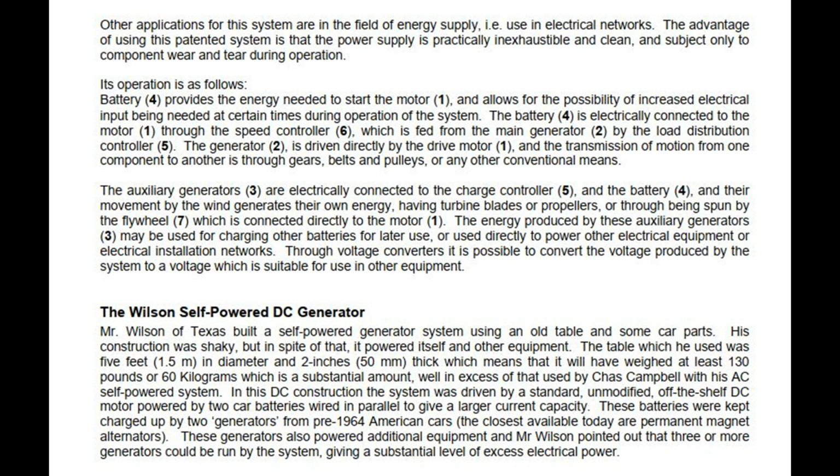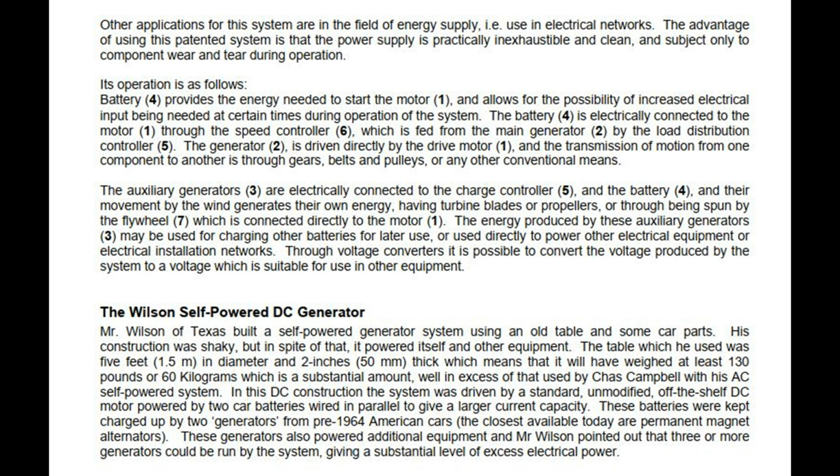The battery, 4, is electrically connected to the motor, 1, through the speed controller, 6, which is fed from the main generator, 2, by the load distribution controller, 5. The generator, 2, is driven directly by the drive motor, 1, and the transmission of motion from one component to another is through gears, belts and pulleys, or any other conventional means.